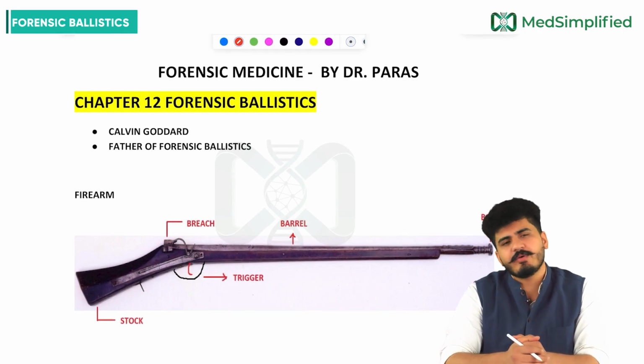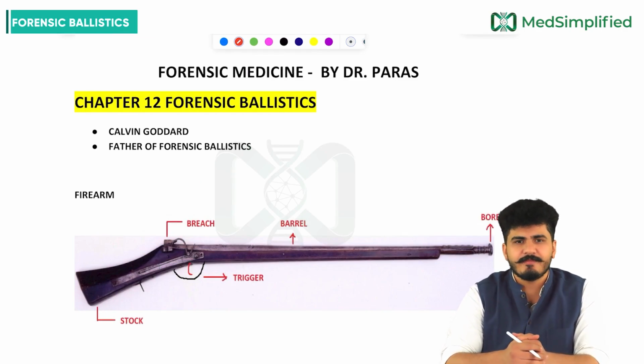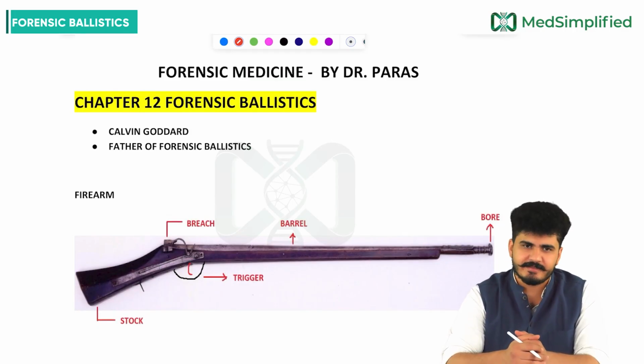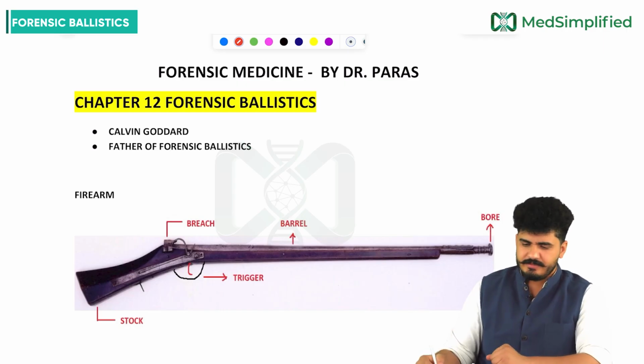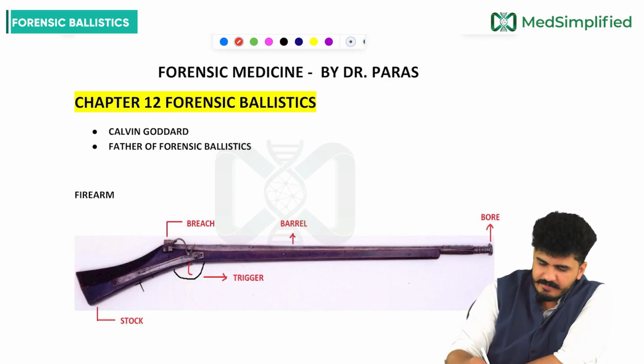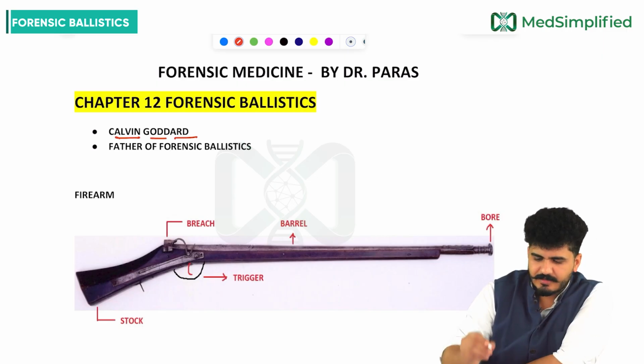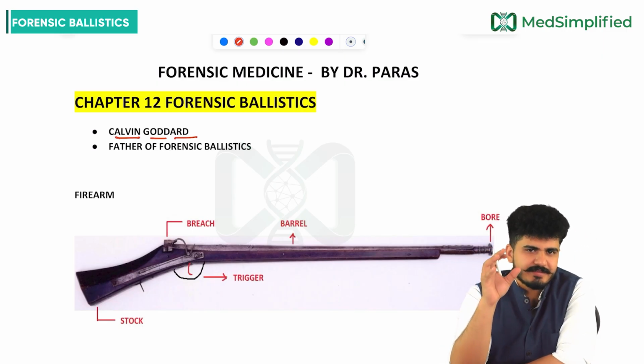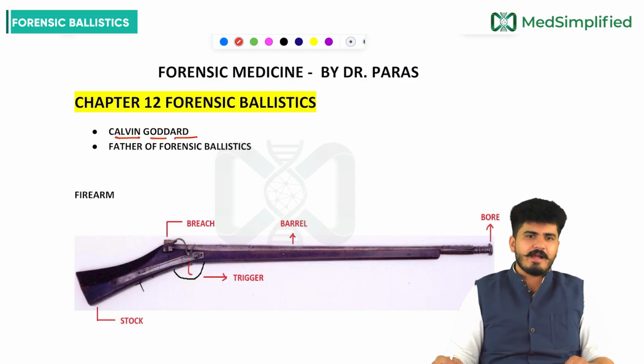We are now going to talk about chapter number 12, all about forensic ballistics. A very important chapter to learn. So first of all, who is the father of forensic ballistics? Remember, the name is Calvin Goddard. The father of forensic ballistics is Calvin Goddard, my dear friends.